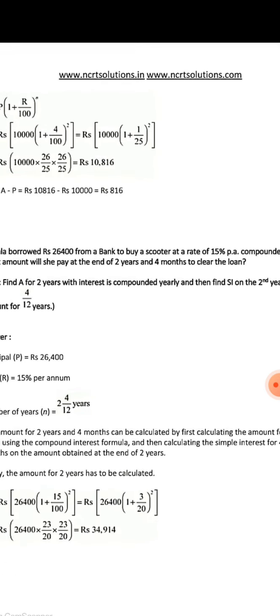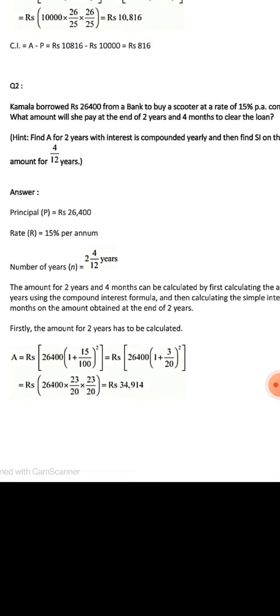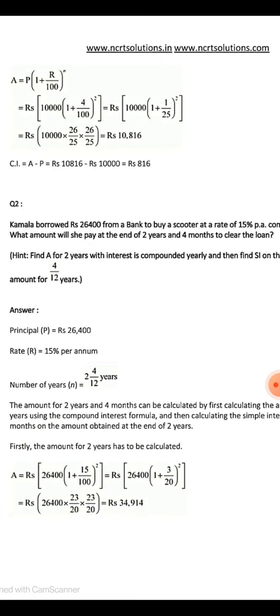So here we need to calculate the total amount to be paid by Kamla at the end of 2 years 4 months. Clear? So the principal amount is 26,400 and the rate of interest is 15% per annum and the number of years is equal to 2 years 4 months. Clear?